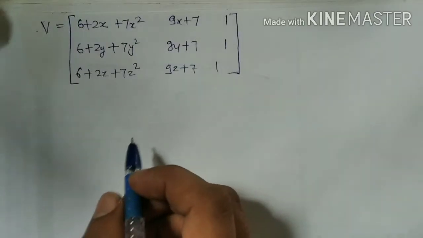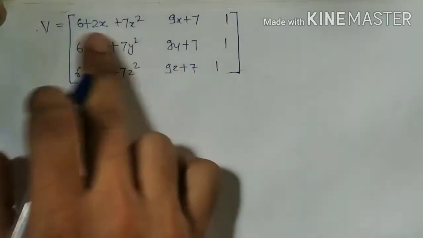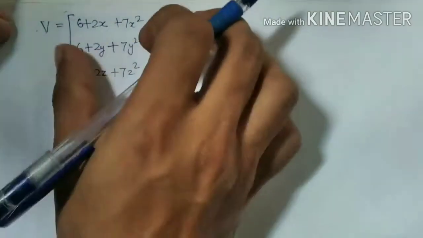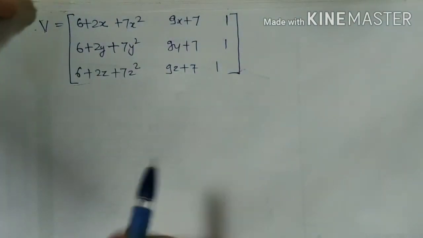Let's look at one problem based on Vandermonde matrix. So this matrix we have. The idea is this: first we will convert this matrix into Vandermonde form, then we will apply properties of Vandermonde determinant.